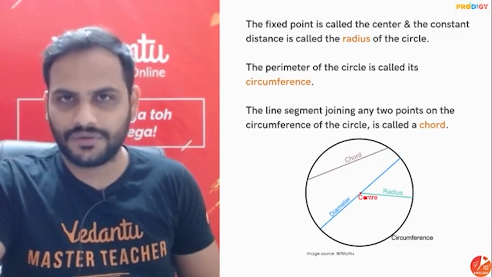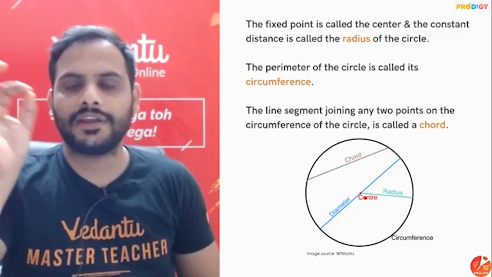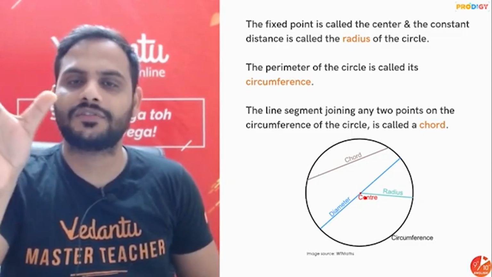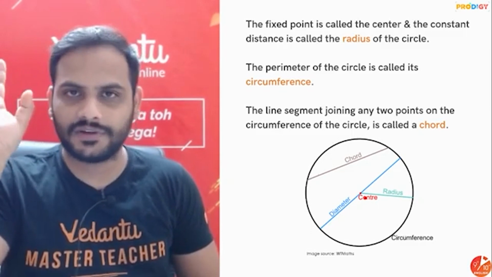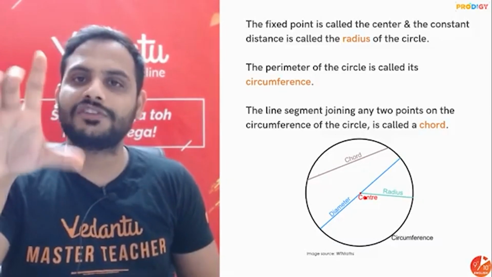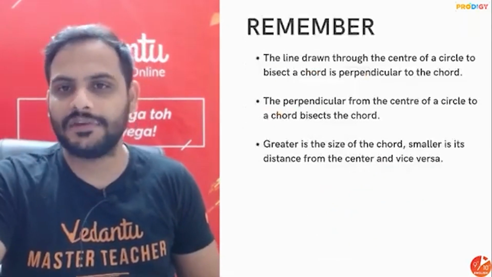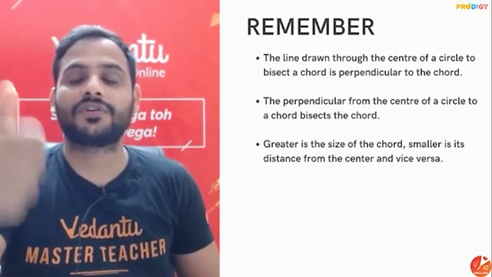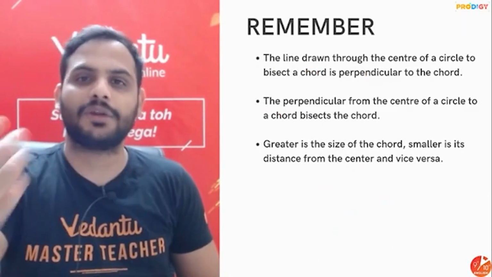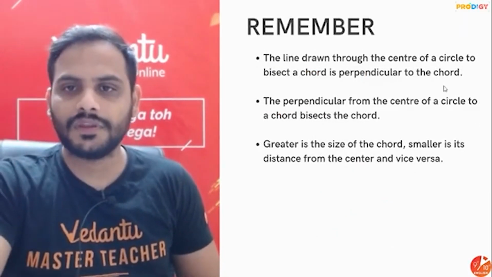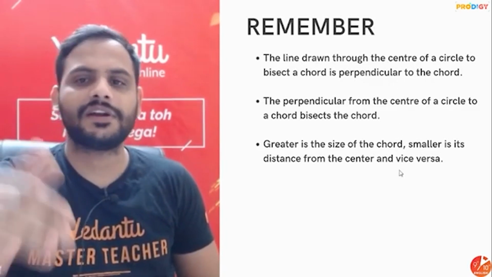Okay, then there are different parts: radius, distance between the center and any point on the circle; circumference is the perimeter of the circle; then chord is any line joining two points of the circle. Now those chords which pass through the center will be called diameter, and diameter is the largest chord of the circle and it is double of radius.